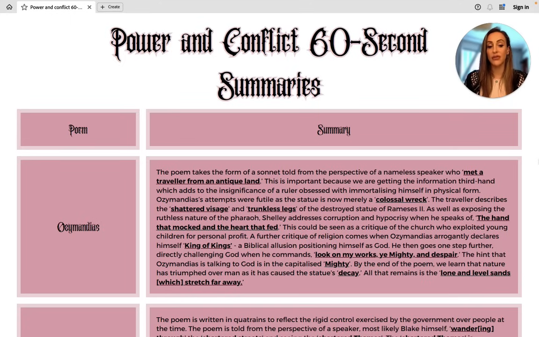A further critique of religion comes when Ozymandias arrogantly declares himself King of Kings, a biblical allusion positioning himself as God, because of course the King of Kings is God. He then goes one step further, directly challenging God when he commands, "Look on my works, ye mighty, and despair." The hint that Ozymandias is talking to God himself directly is capitalized in the word mighty. By the end of the poem, we learn that nature has triumphed over man as it has caused the statue's decay. All that remains is the lone and level sands which stretch far away.